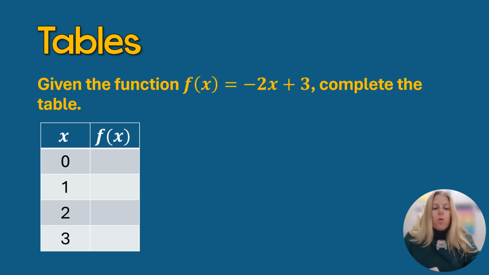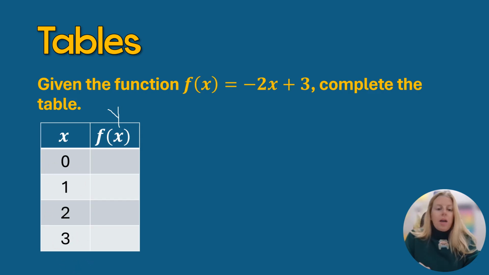So for a table, that just means that we have an x and a y, or an x and an f of x. Remember, f of x is just y. All this is a y. We just use this new notation because it's a function. Alrighty, so given the function f of x equals negative 2x plus 3, complete the table. So I'm given a bunch of x's to start with, 0, 1, 2, and 3.